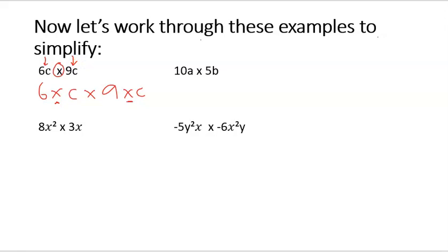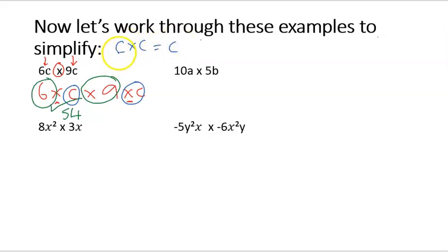Now we need to take it a step further and multiply them. So we've got 6 multiplied by 9. Always multiply any numbers first. So 6 multiplied by 9 is 54. Then we've got c multiplied by c, and I would refer you back to rule 3. c is the base number, and it's being multiplied by itself 2 times, so that would be c squared, or c to the power of 2. So 6c multiplied by 9c is 54c squared.